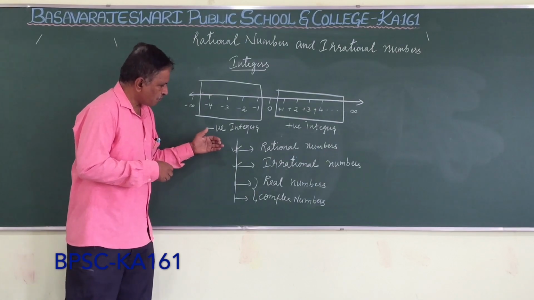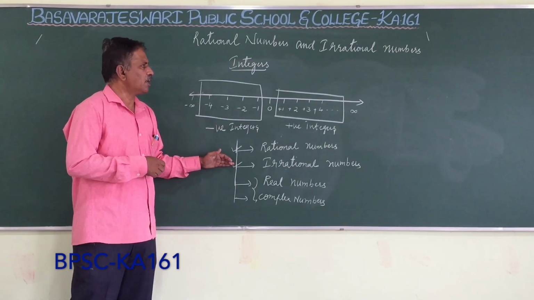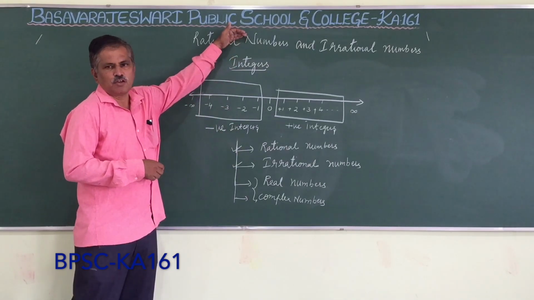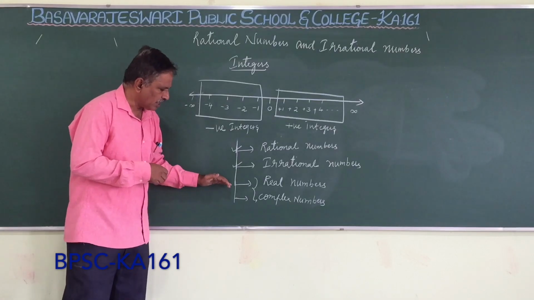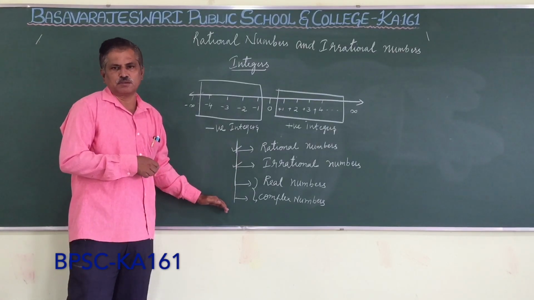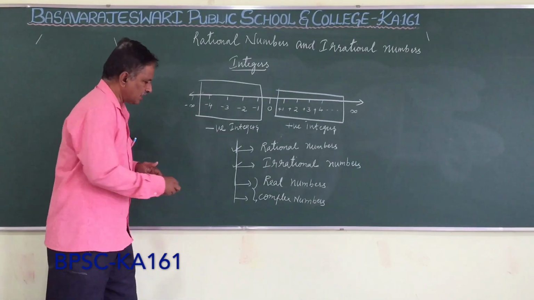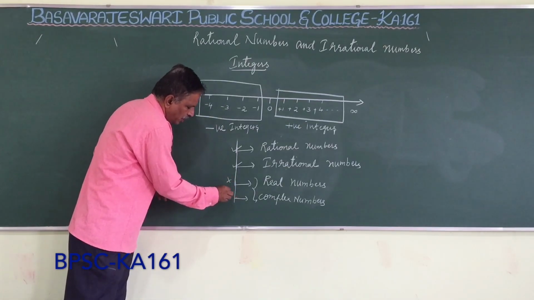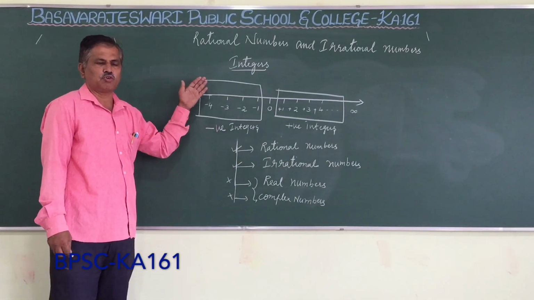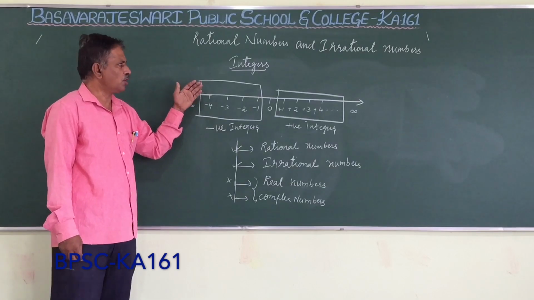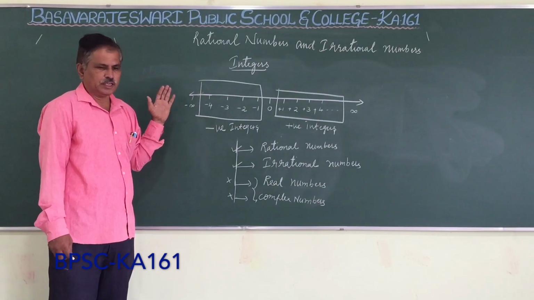Next is rational numbers as well as irrational numbers. That is the topic we have. Real numbers and complex numbers are not for you, they are for the higher class. So these two are not required. Before knowing rational numbers and irrational numbers, one has to know what is a natural number, what is a whole number, what is an integer, even positive and negative integers also.